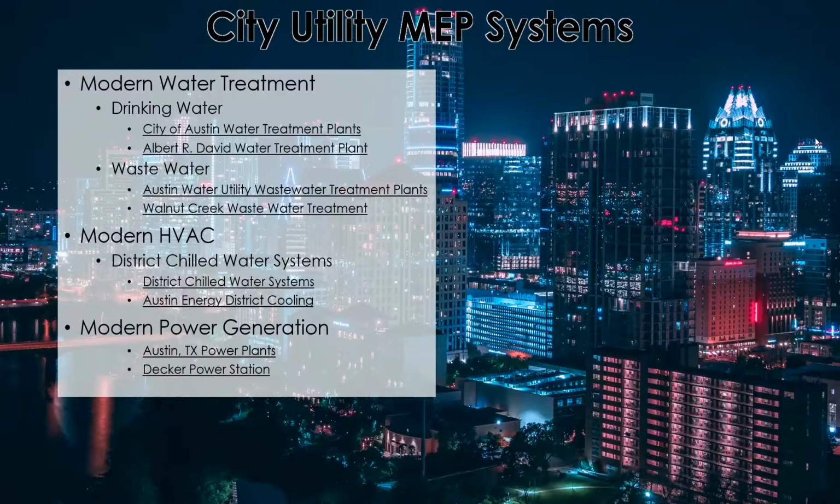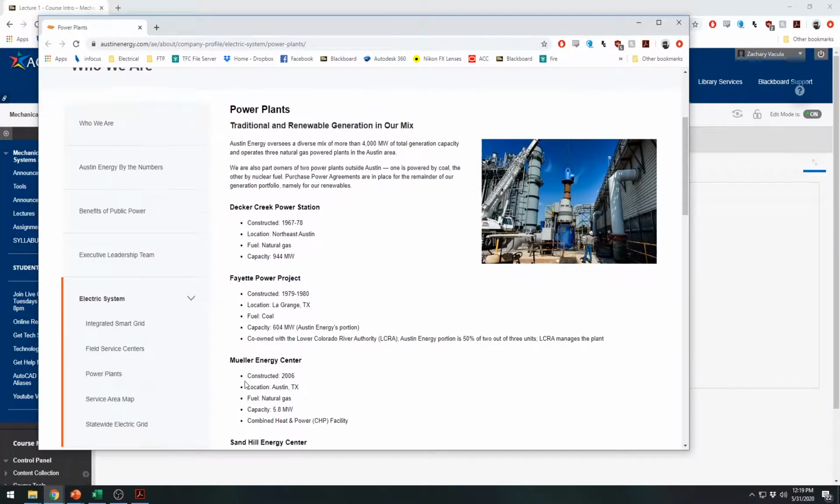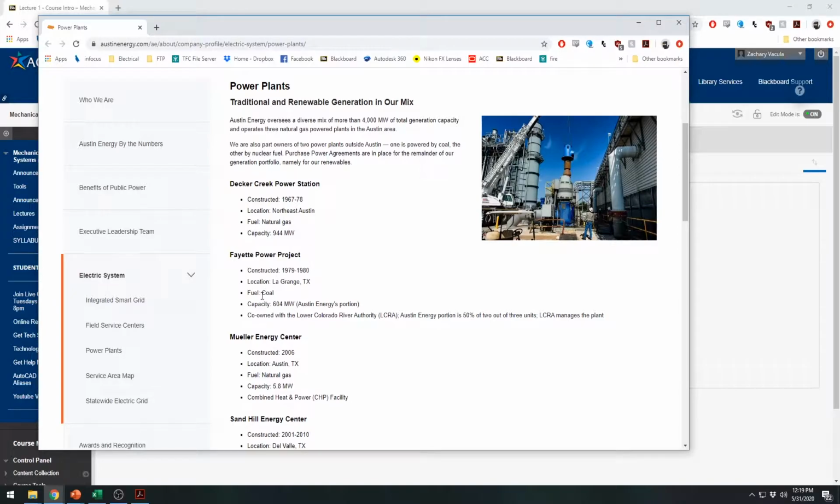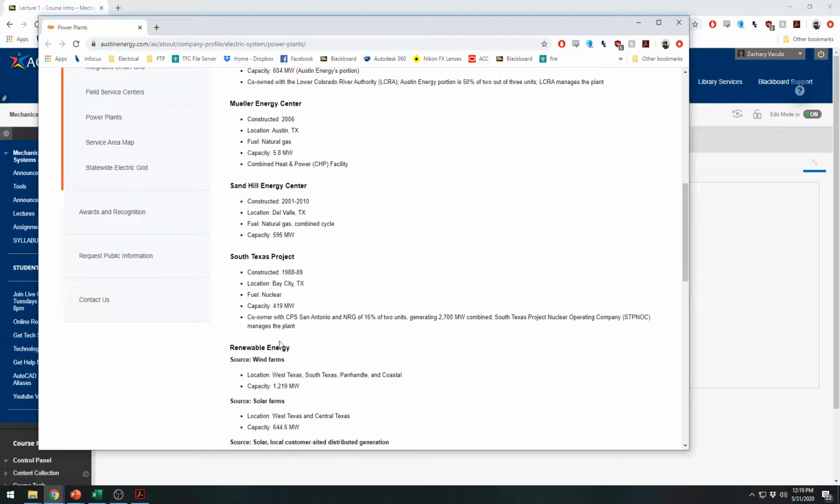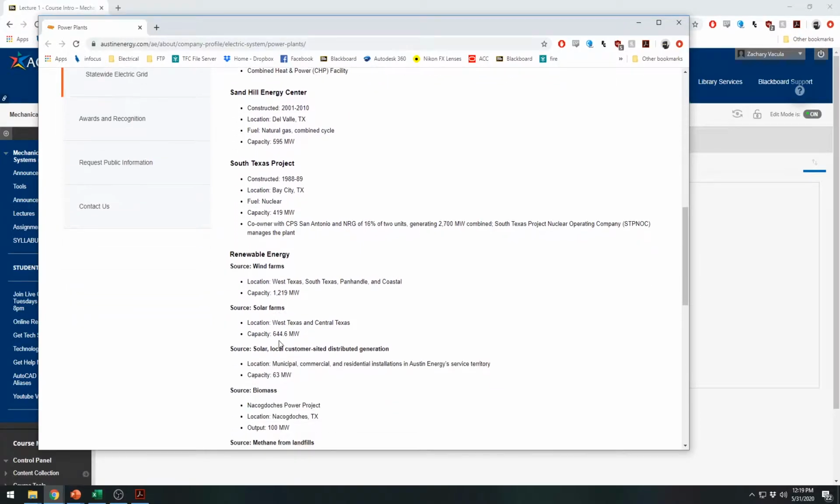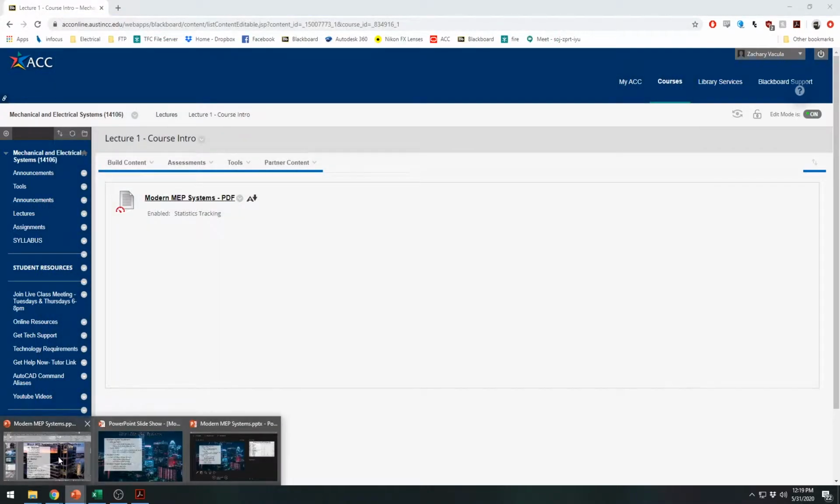And lastly, we have modern power generation. So Austin has mainly natural gas power plants around. So here's a list of power plants. So you have your Decker Creek, your Fayette Power, Mueller. So you see most of these are natural gas. You also have Fayette Power, you have coal. So these are all different power plants that serve the Austin area. Once again, links are in the PDF provided in Lecture 1.